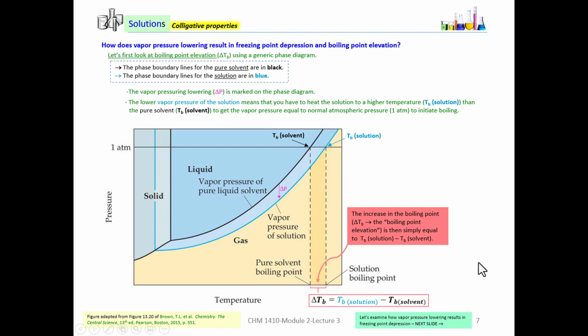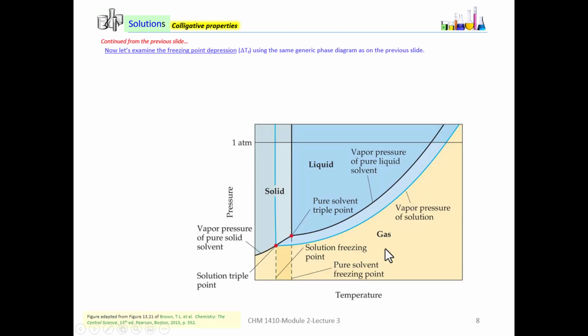Now let's examine how vapor pressure lowering results in freezing point depression. So as I said, let's examine the freezing point depression using the same generic phase diagram as on the previous slide, only it's marked up just a little bit differently. Recall again that the black lines are the phase boundaries for the pure solvent. In this case, it would be for us pure water. And the phase boundary lines for the solution are in blue. And again, this could represent, say, our 1 molal glucose solution.